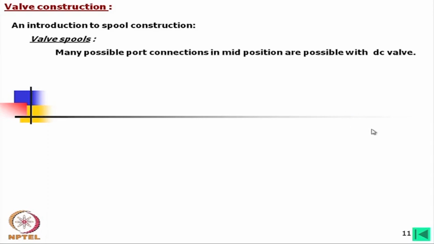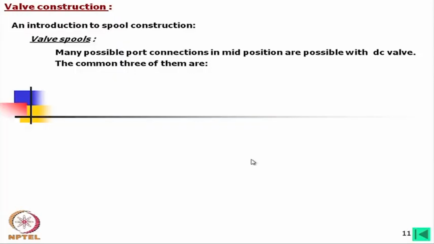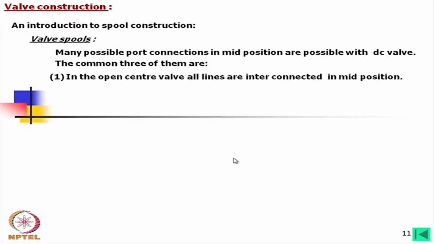Now, valve spool: many possible port connections in mid positions are possible with a DC valve. DC valve, direction control valve, we can make it on-off, and we can make it infinite position control, and again it might be closed port, open port, fully closed, partially closed, many such things. So, while we are designing such a spool, we have to take care of both functional aspects and also material aspects. The common three of them are the mid positions.